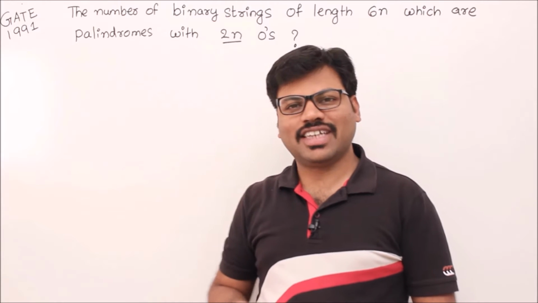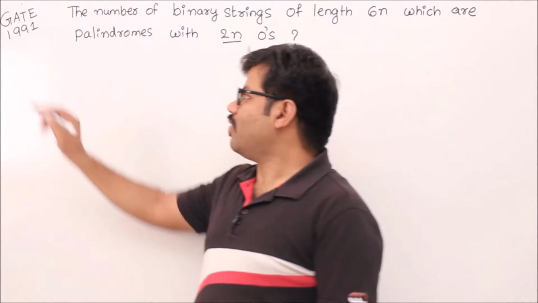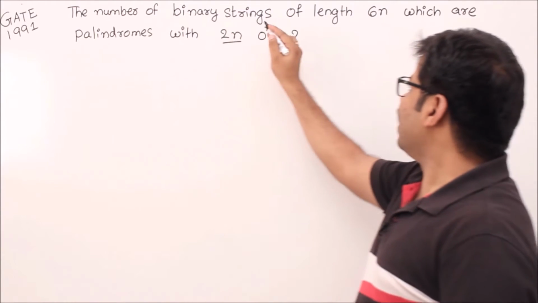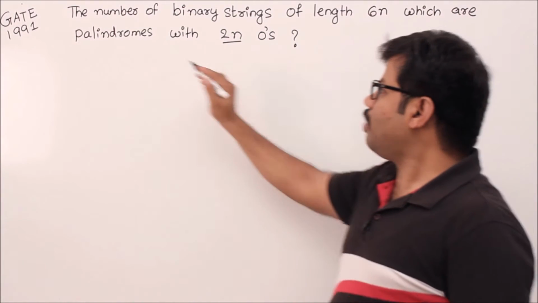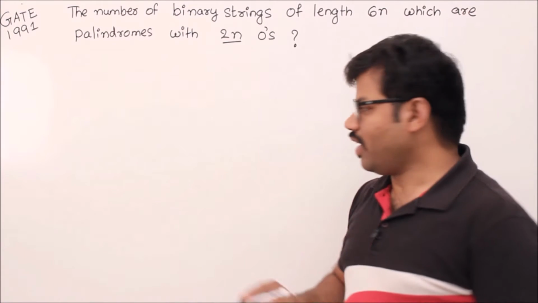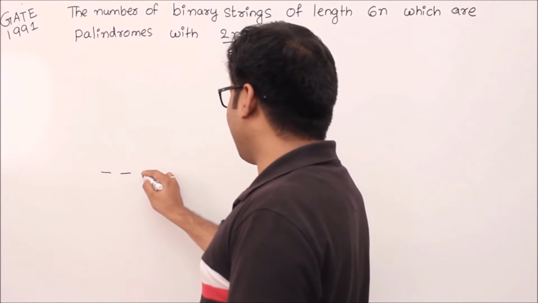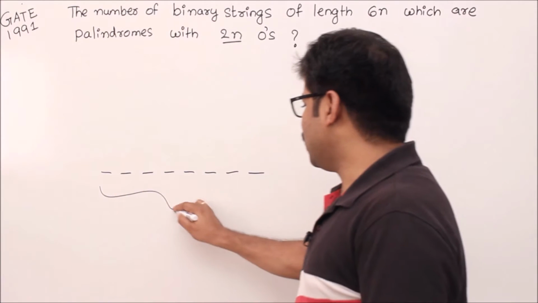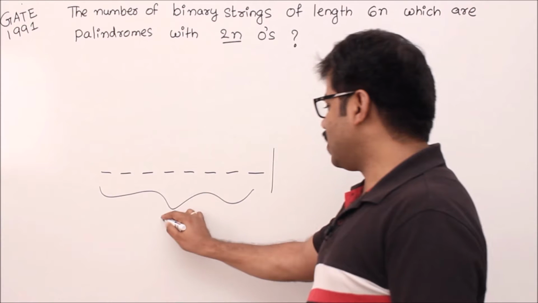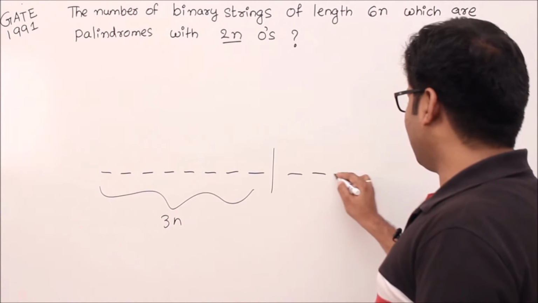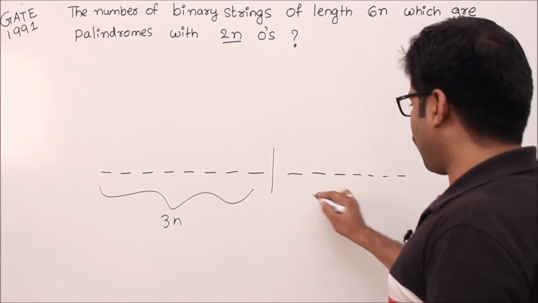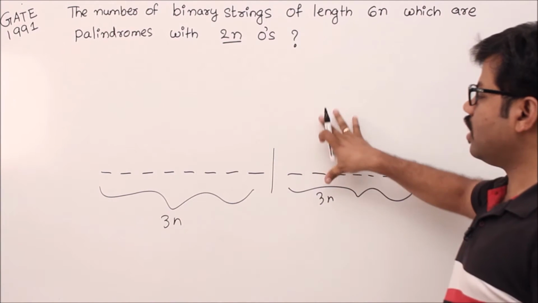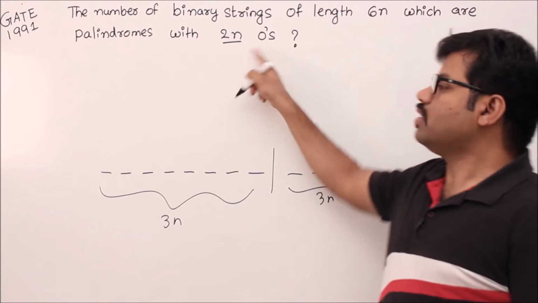Now we solve GATE questions related to combinatorics. The first question, which was asked in GATE 1991: the number of binary strings of length 6n which are palindromes with 2n zeros. Since this is about binary sequences of 6n positions, let me draw some 6n positions. Let's say these are all the first 3n, these are all the second 3n. Now the problem is how many different ways you can fill all these 6n positions with 2n zeros.